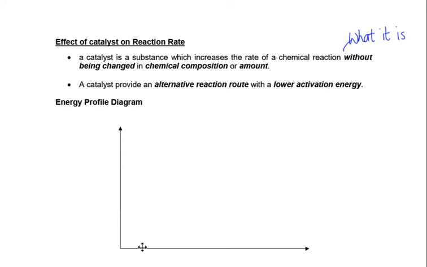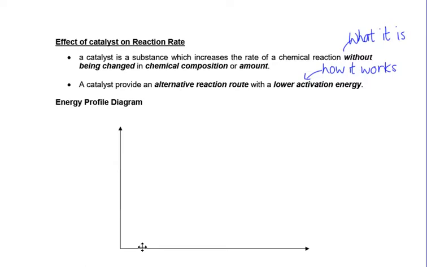This is how it works, and what we're going to add is how it affects rate. So it works by providing an alternate route with a lower activation energy. It works that way, but how does it affect the rate? So the first thing I want to recap is from your energetics notes.